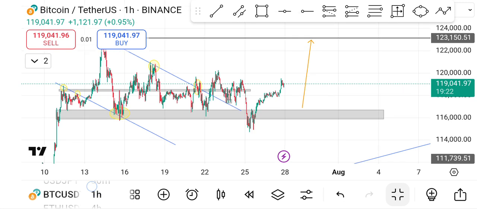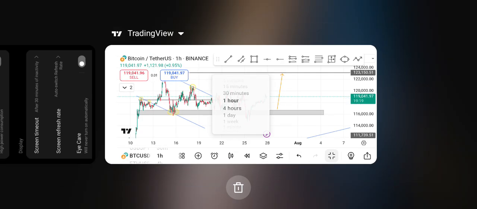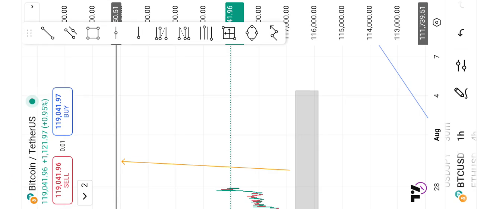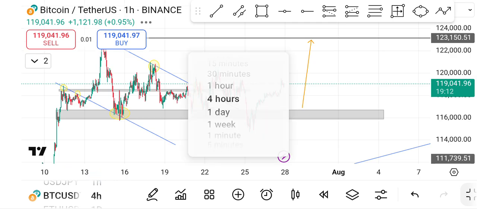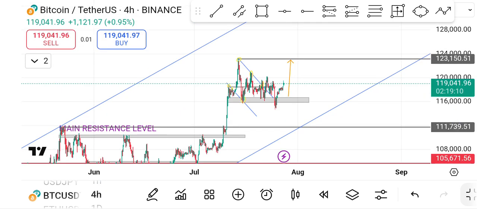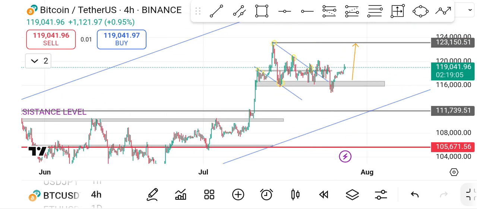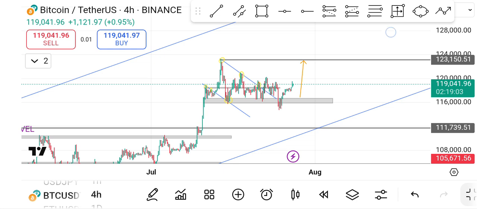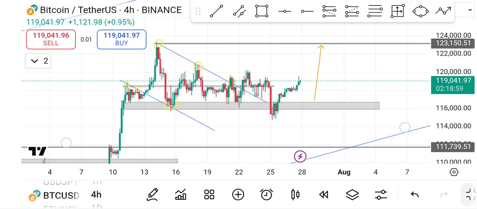BTC is in an uptrend. I don't want to talk much about it, to be honest with you. It's an uptrend. Let me just go to the 4-hour. You can see BTC is in a nice uptrend, to be honest with you. But I don't really care about it because I don't want to trade it. I don't trade it anymore. So that is that for that.